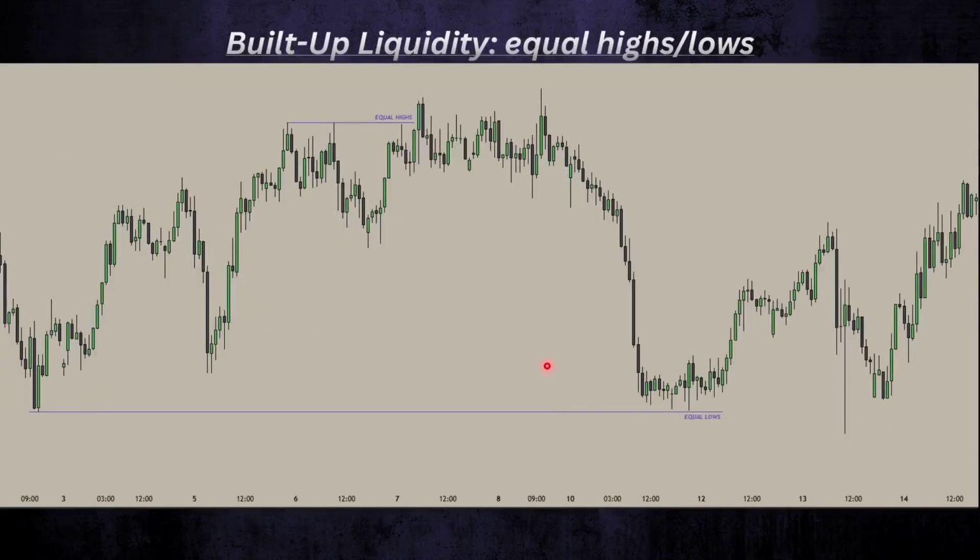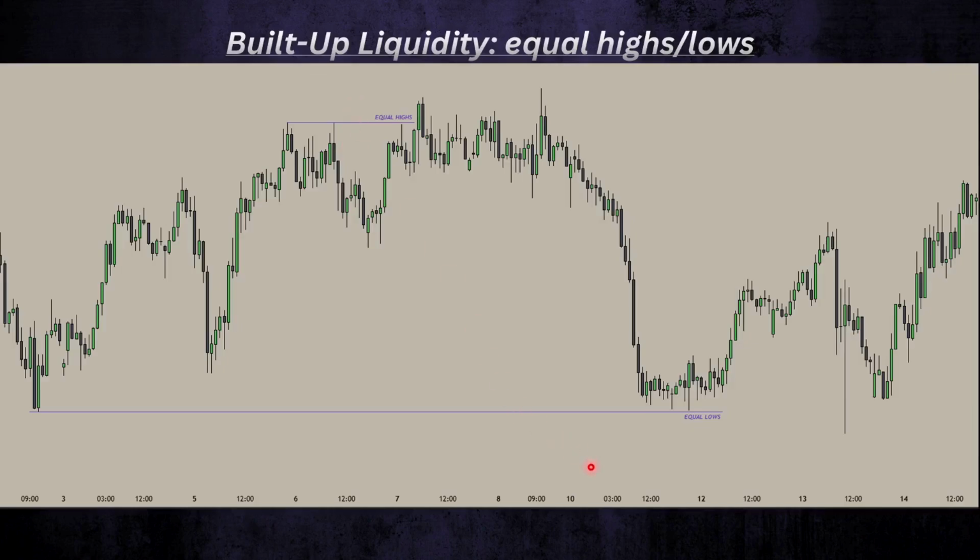Now, take a look at this example of built-up liquidity. You can see the market forming equal highs at the top and equal lows at the bottom. Whenever you see this kind of structure, it tells you something very straightforward. Every time price taps those levels, stops are stacking up. Retail looks at equal highs and calls it strong resistance. They think the market is rejecting that area, but every touch is simply building more buy stops above that line.